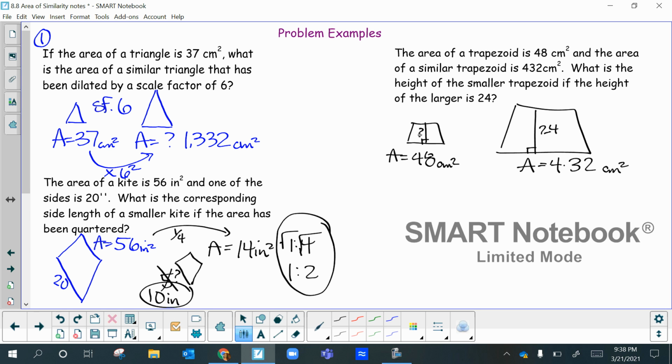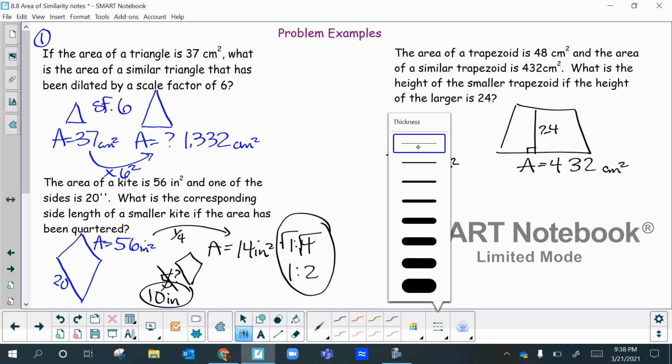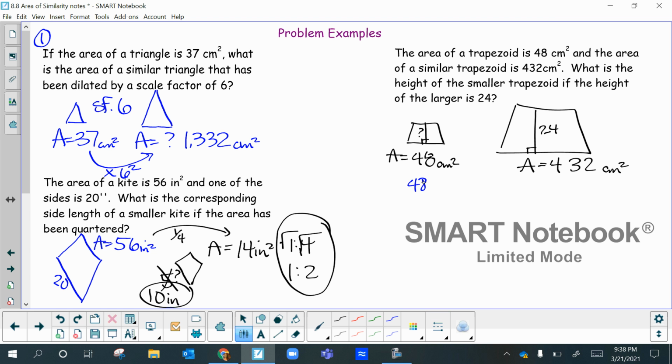Okay, so here's what a lot of people would do. They would do probably a proportion like this, and it's incorrect. They'll say 48 is to 432 as x is to 24. Now we cannot compare these. These are in squared units over here on this side. This is in regular units, so you cannot compare these measures.